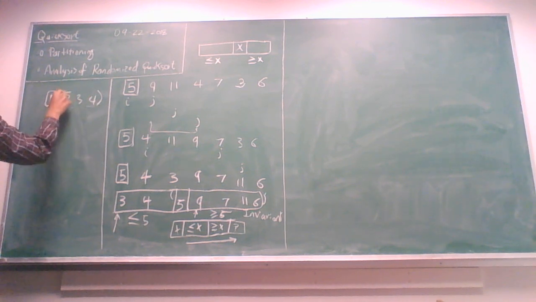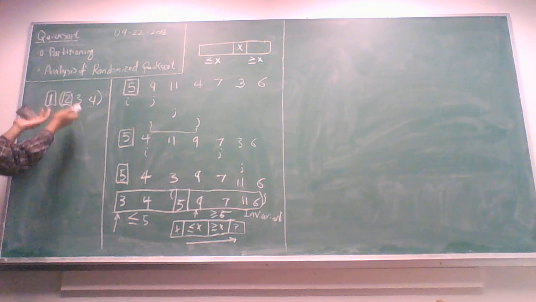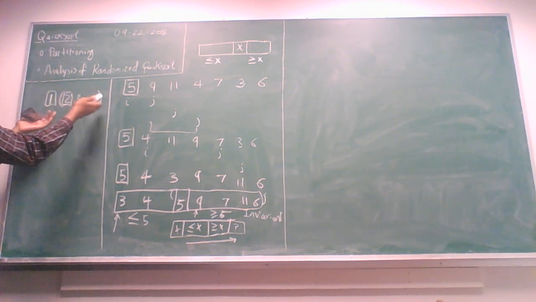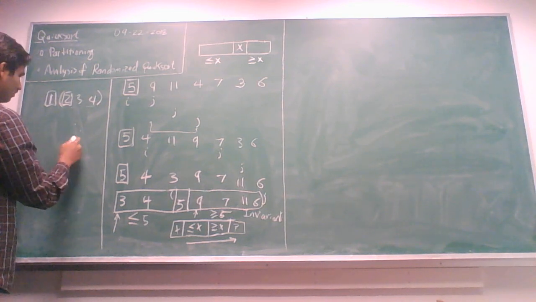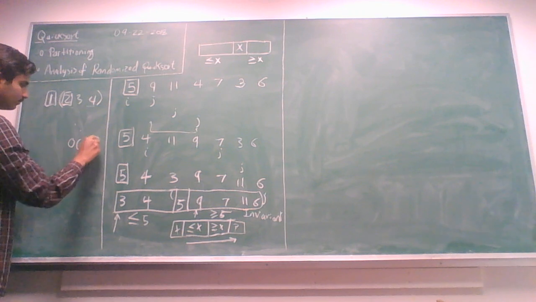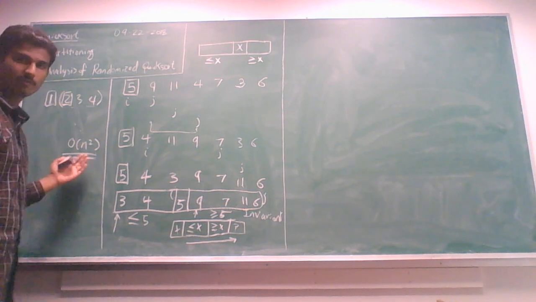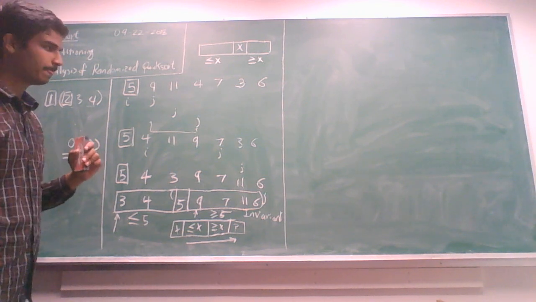Again, you will select 2 as the pivot. Again, 2 is in its rightful position, which is less than 3 and 4. So again, nothing will happen. This will go on, and essentially you will see that the number of comparisons is order of n square. So the worst case performance of quicksort is n square.